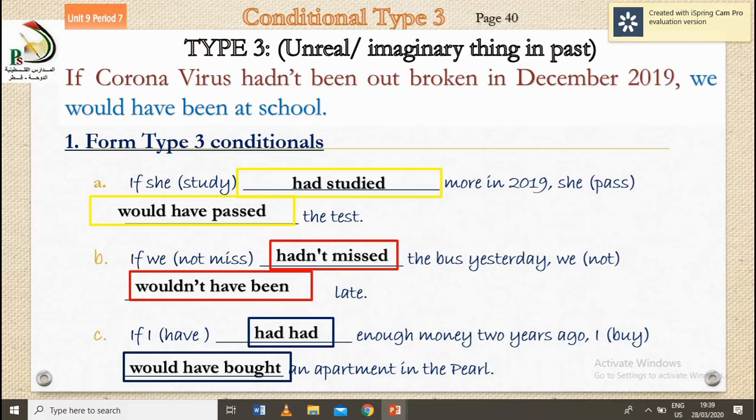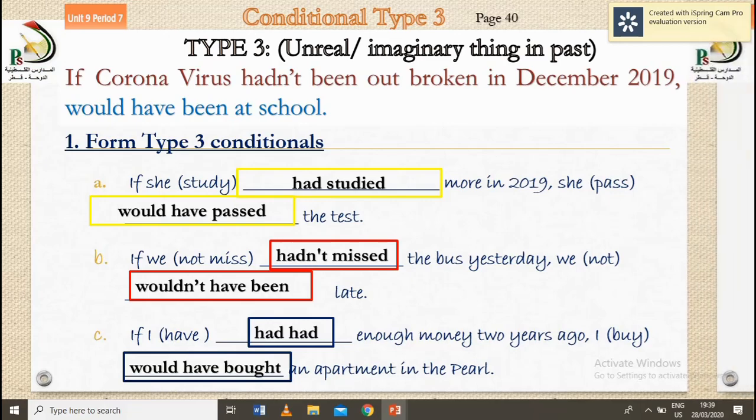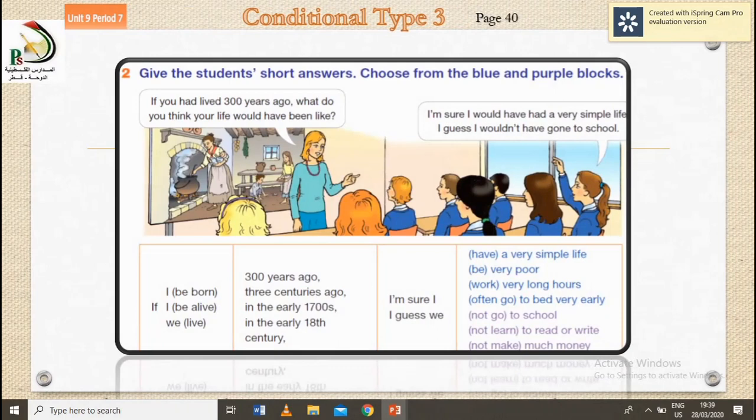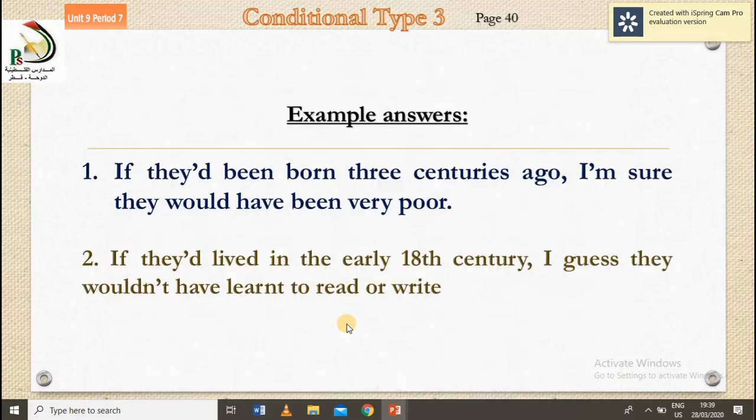And don't forget there is a worksheet at the end of the video. Solve it. Here we have the last activity, which is the conversation between them. You're supposed to make some sentences. I gave you only 2 sentences. You can make as many as you can. You have to write short answers. Choose from blue and purple blocks. So here you're supposed to make them in conditional type 3, imagining in the past. So I wrote these 2 example answers. You can write more. If plus past perfect, and then would have plus verb in the past participle. Same here.